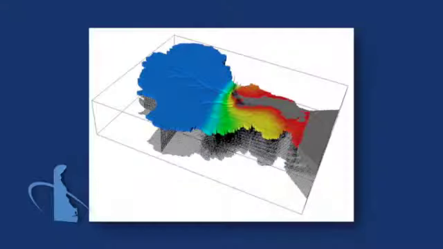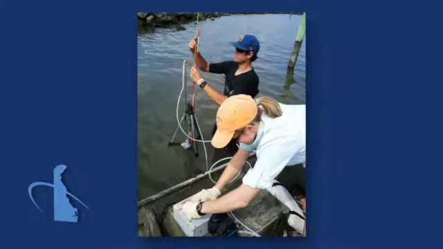One is computer modeling. We simulate the physical processes of groundwater flow in the subsurface. Another tool is field measurements. We install wells and measure water levels, and we also take samples of soil and groundwater.